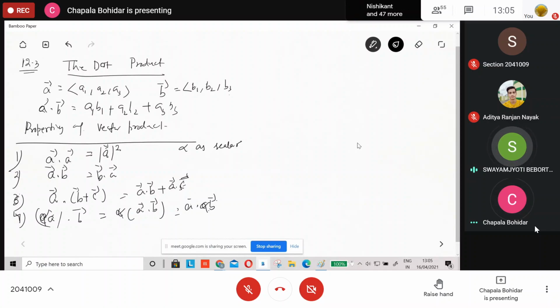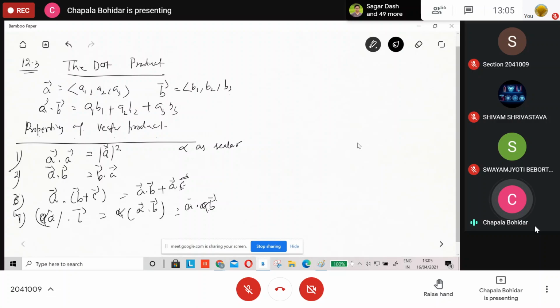Ma'am, in the heading you have written vector product. The dot product I have written. No, ma'am, properties of vector product you have written. Yes, properties of vector product. Scalar product. Ma'am, properties of dot product. It is a two vector product or not? I am using a scalar.